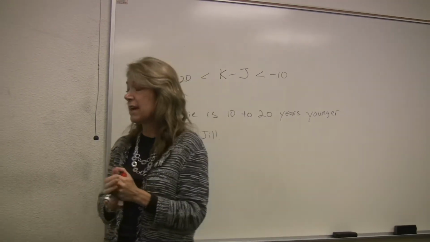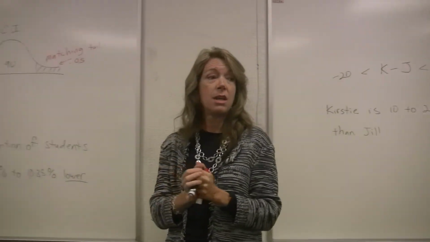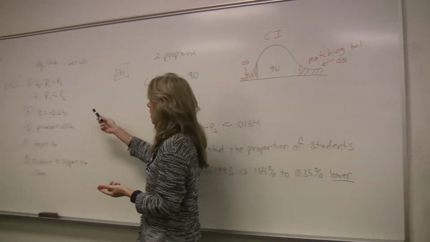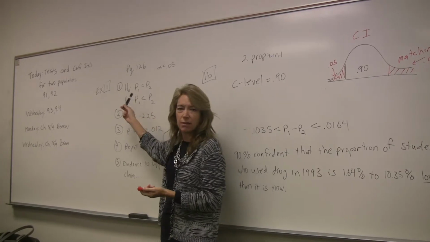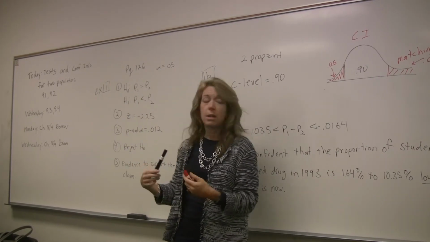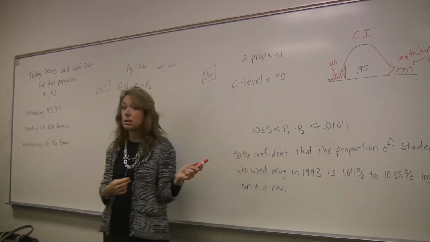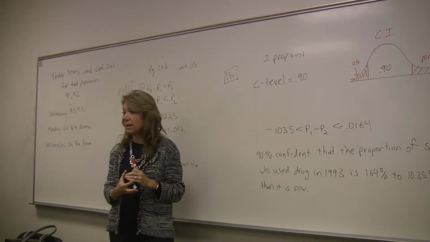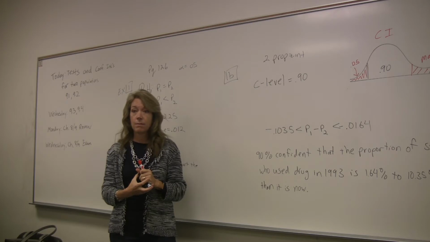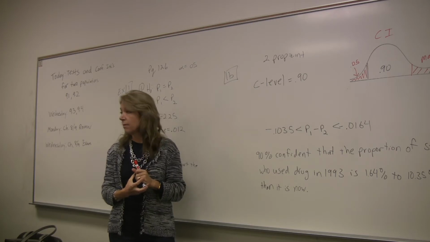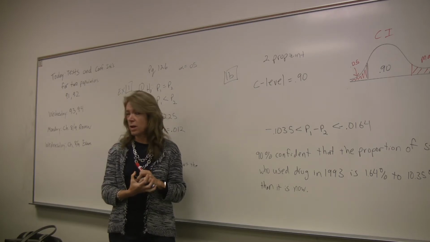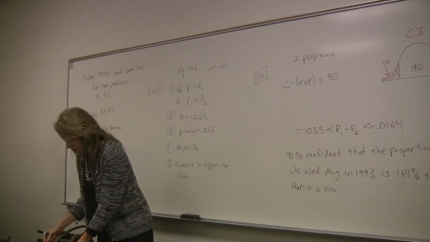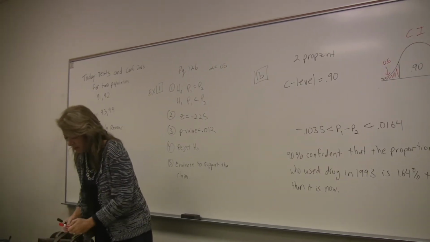So confidence intervals actually give you more information than the tests. The test just told me that we do have evidence that there was less drugs in '93 than there is now. This tells me how much less. Somewhere between 1.6% and 10.35% less. Okay, questions? All right, we're going to move on then. Moving on to page 127.